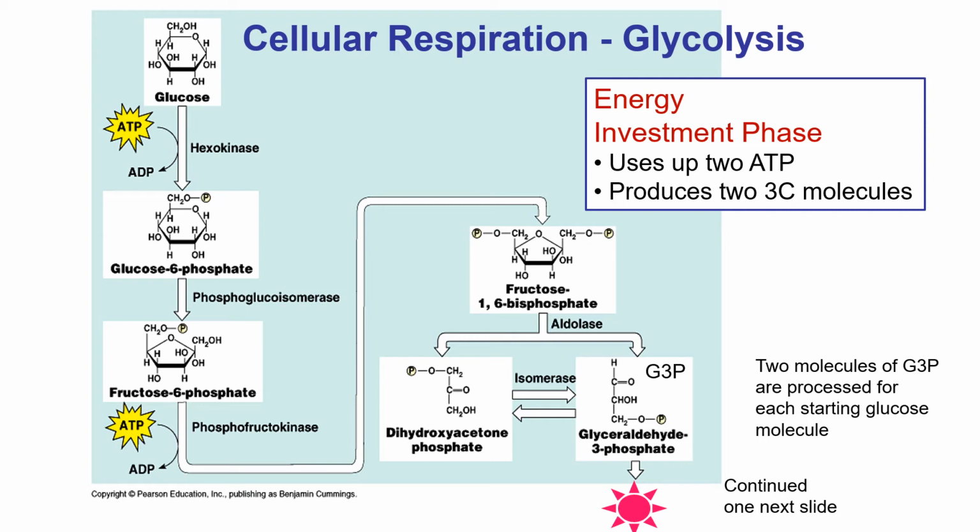Again, you don't need to know any of the enzyme names or any of the intermediate names. I just want to give you an example of the kind of reactions that are occurring. We have an enzyme called hexokinase. A kinase is an enzyme that transfers a phosphate to a molecule. It's going to take the phosphate off of ATP and transfer it to the number 6 carbon of glucose to make glucose 6-phosphate. Hexo also means 6.